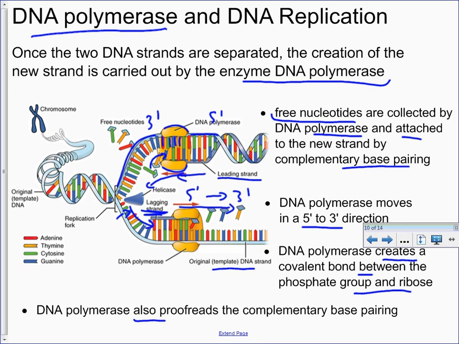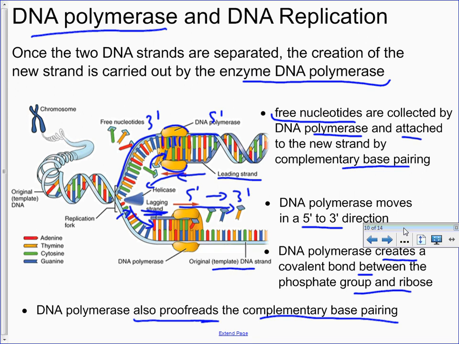DNA polymerase will also function to proofread the complementary base pairing. So if there are nucleotides that get incorporated that shouldn't, the DNA polymerase will realize that mistake, edit it, and put in the correct base. So it ensures that there is conservation of that DNA sequence.